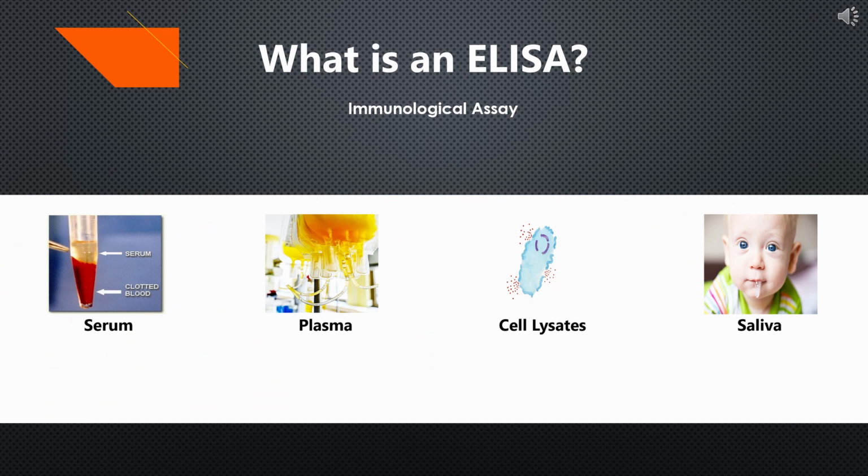So, what is an ELISA? An ELISA is an immunoassay often used to quantify how much of a specific analyte is present within a sample. For ELISAs, some of the samples often used include serum, plasma, cell lysates, and saliva, among several other things.